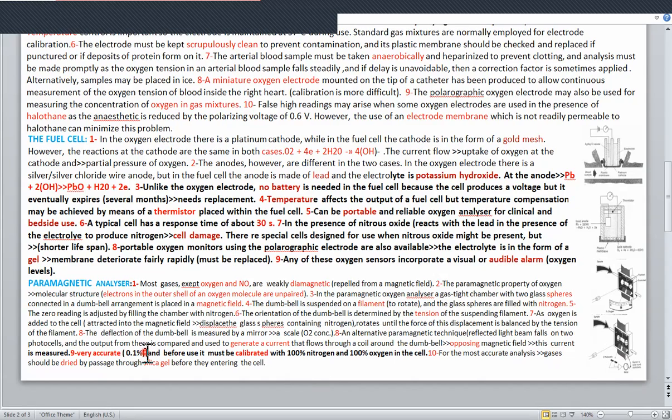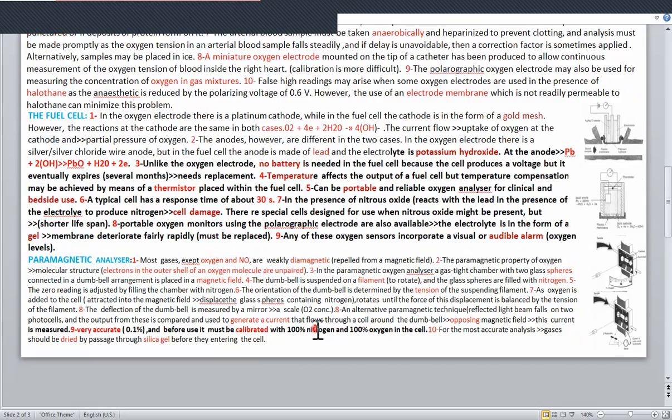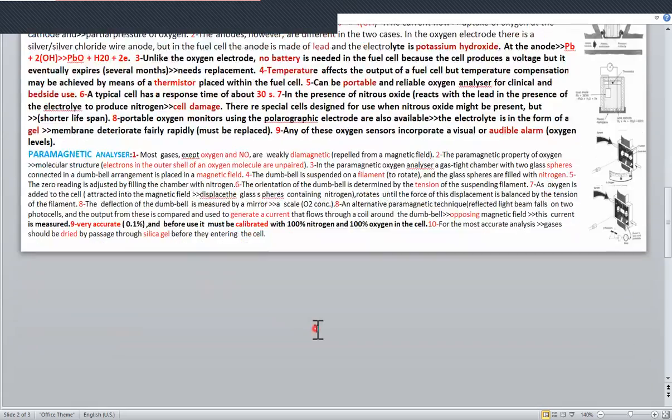Of course, the accuracy is around 0.1%, and before use, you must calibrate with two gas mixtures. One of them is free of oxygen, containing nitrogen. The other one is 100% oxygen. Of course, accuracy is gained by drying the water vapor with silica gel. So whenever you ask why we apply silica gel in such circumstances, it is to increase the accuracy by absorption of water.